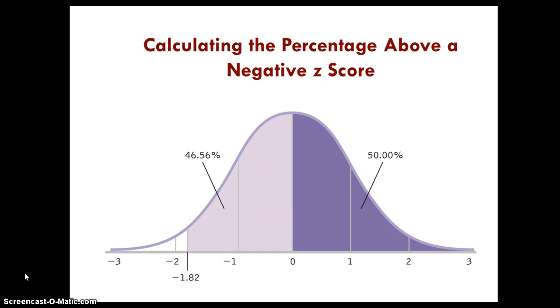So that's how you use a Z table, and you determine what the percentile is for a particular score, and also what percent of scores fall above or below a given score using the Z table.